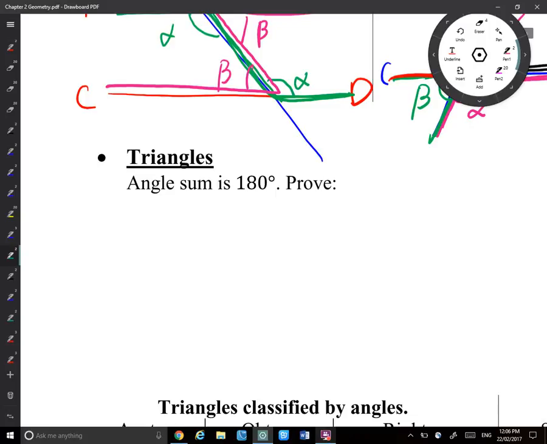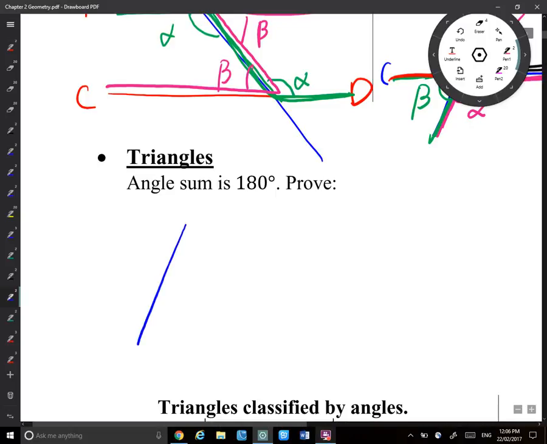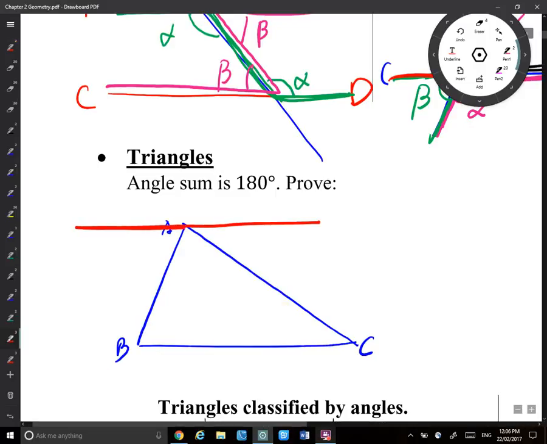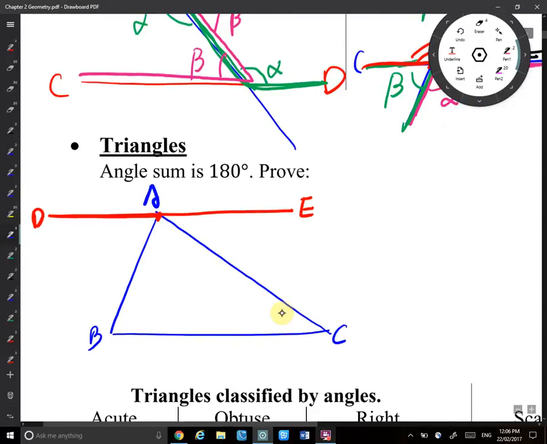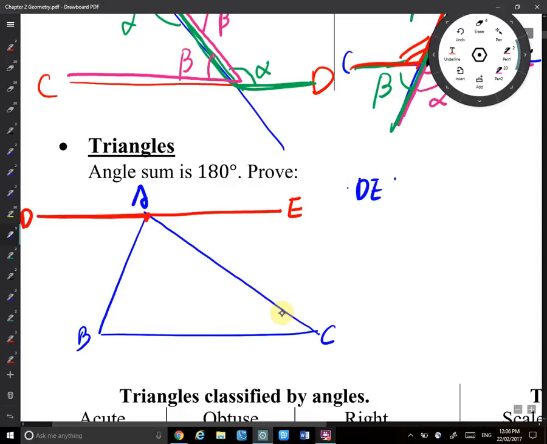Let's say triangles. The angle sum is 180 degrees. Try to prove that. Let's just draw a triangle. Do not draw a special shape, just draw a regular triangle with vertices A, B, C. I'll draw a line DE, passing through the point A, which is DE parallel to BC.